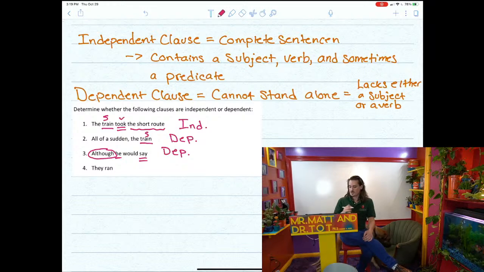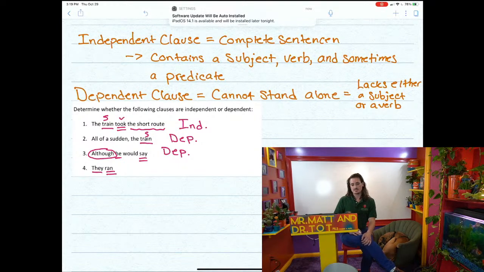Number 4, they ran. So we have a subject, they. We have a verb, ran. So we don't have a predicate, but a predicate isn't necessary to have a complete sentence. We do have all the necessary components. Therefore, this is an independent clause.